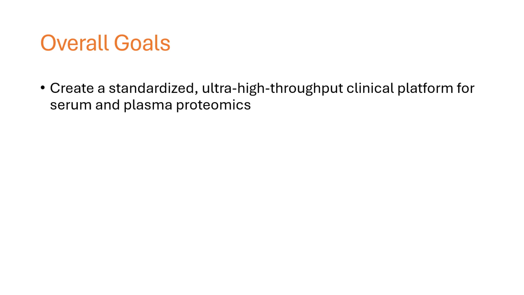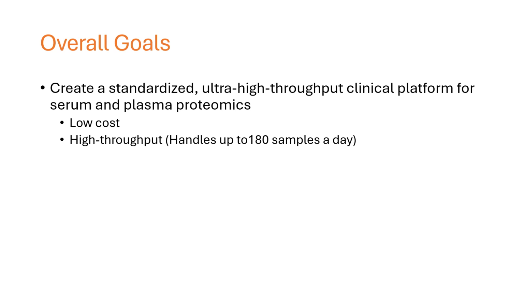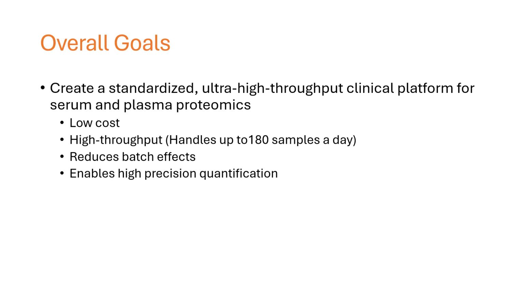The paper had two main goals. The first was to create a standardized ultra-high throughput clinical platform for serum and plasma proteomics. This platform would be inexpensive and provide high throughput. It would handle up to 180 samples a day, it would reduce batch effects, and it would enable high precision quantification.